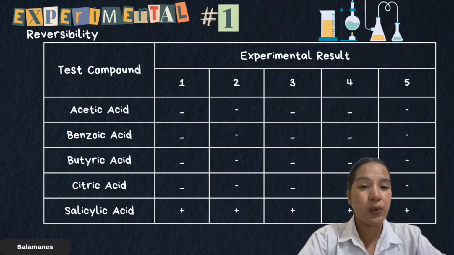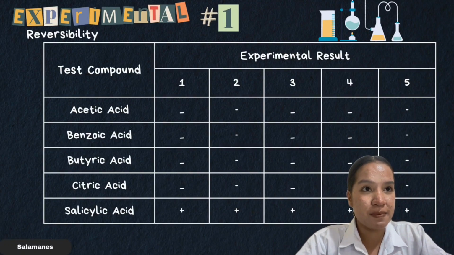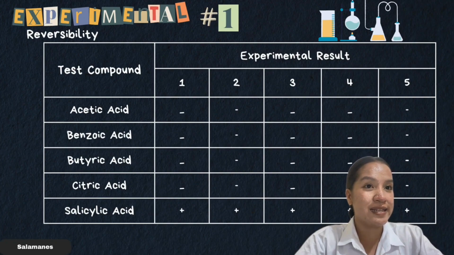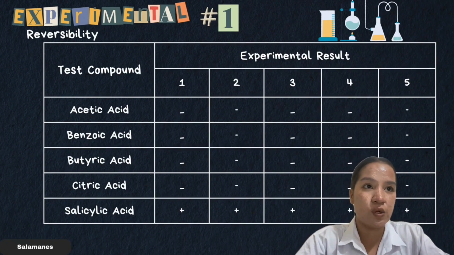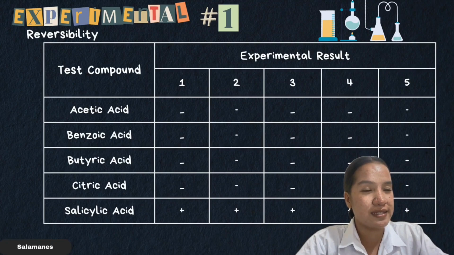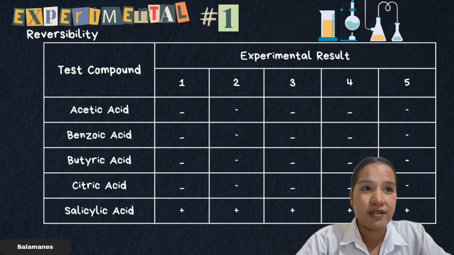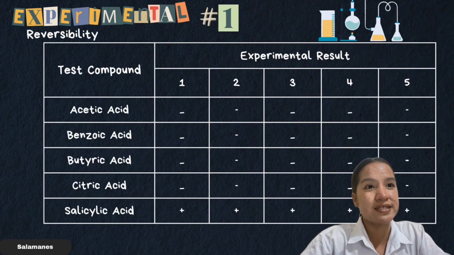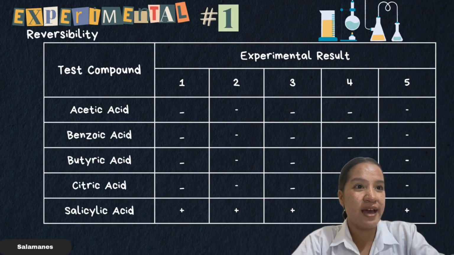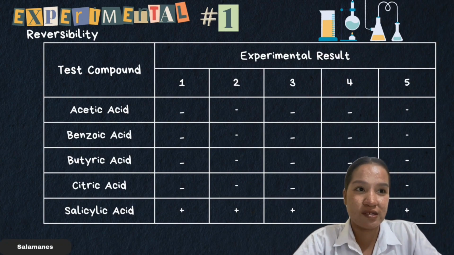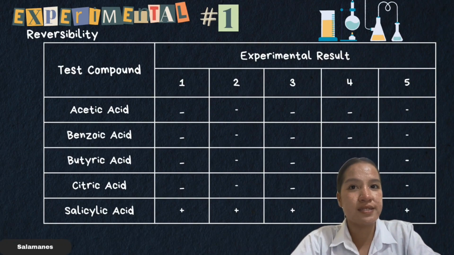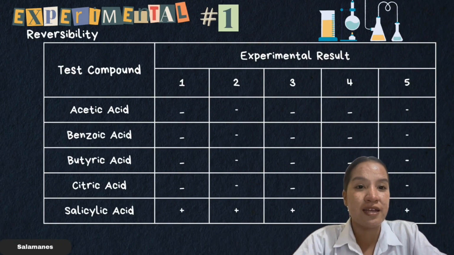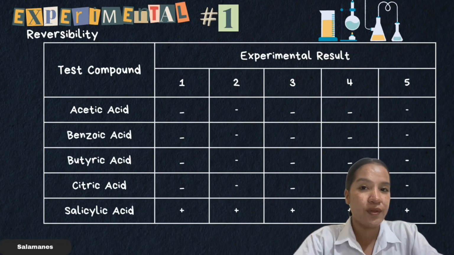Why? Because benzoate and salicylate salts can precipitate in strong acidic conditions, indicating that these have moderate reversibility. While some benzoate and salicylate salts may dissolve back into benzoic acid and salicylic acid and alkali ions under mild acidic conditions, strong acids can promote precipitation, and the insolubility of some salts in strong acids contributes to its low reversibility. The other ones, the acetic, butyric, and citric acid, should have had positive results.